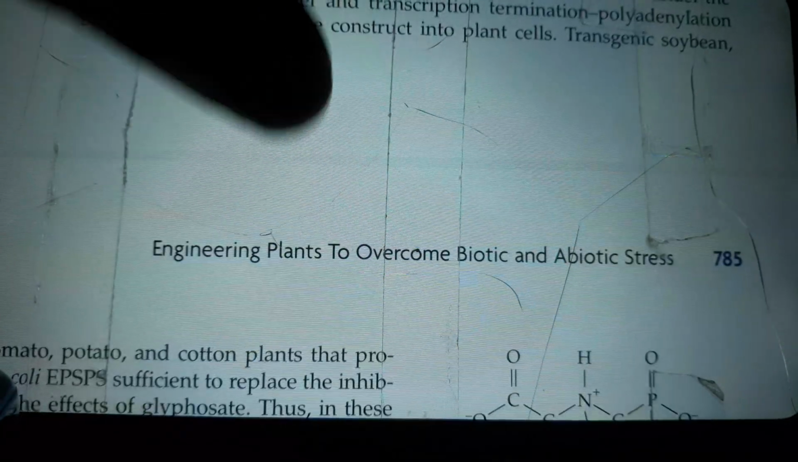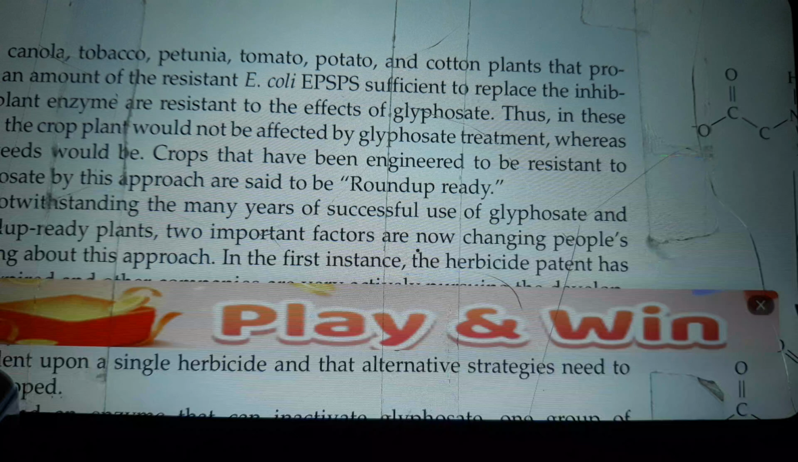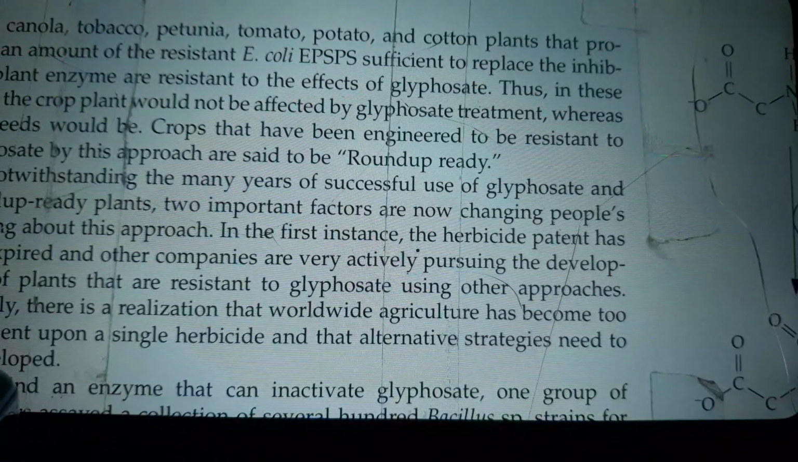and cloning the construct into plant cells. Transgenic soybean, corn, canola, tobacco, petunia, tomato, potato, and cotton plants that produce an amount of the resistant E. coli EPSPS sufficient to replace the inhibited plant enzyme are resistant to the effects of glyphosate. Thus, in these cases, the crop plant is not affected by glyphosate treatment, whereas the weeds would be. Crops that have been engineered to be resistant to glyphosate by this approach are said to be Roundup ready.